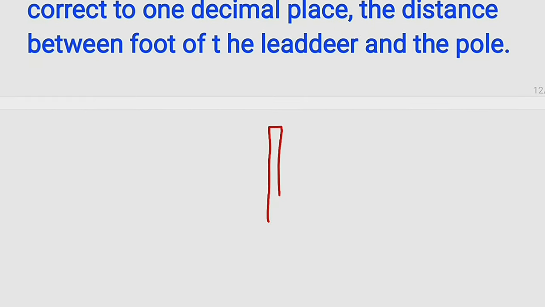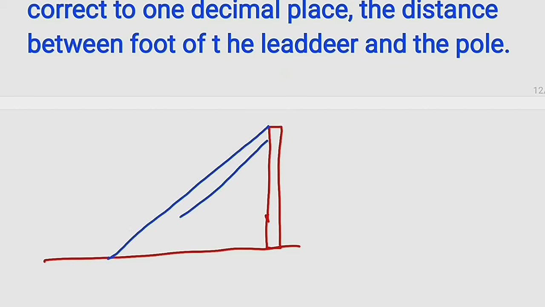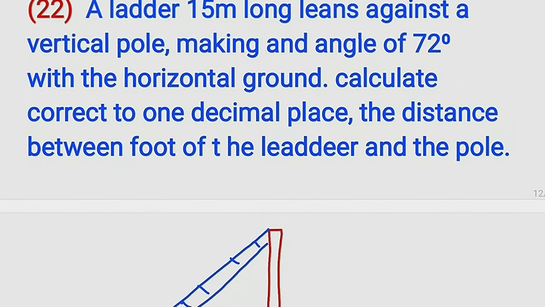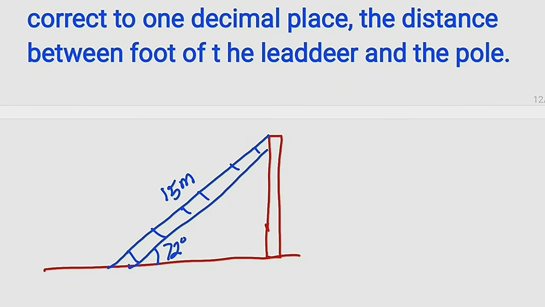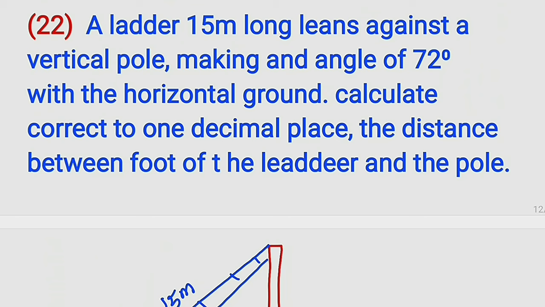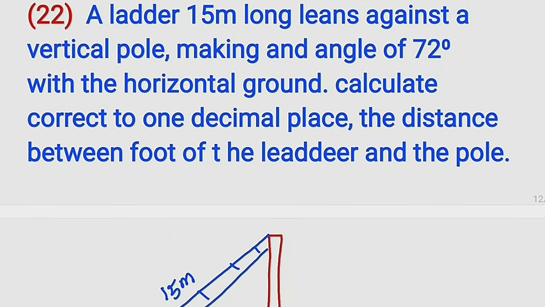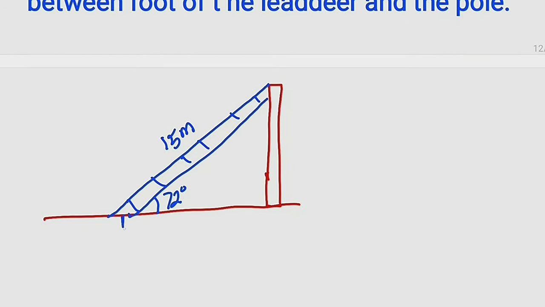Suppose we have a pole right here. This is the vertical, this is the horizontal ground, and we have our ladder which is against this pole. This is our ladder. It forms an angle of 72 degrees with the horizontal ground, and it has a length of 15 meters, right? 15 meters. So we are asked to find, correct to one decimal place, the distance between the foot of the ladder and the pole. So we're talking about from this point to this point. Let us call it x.